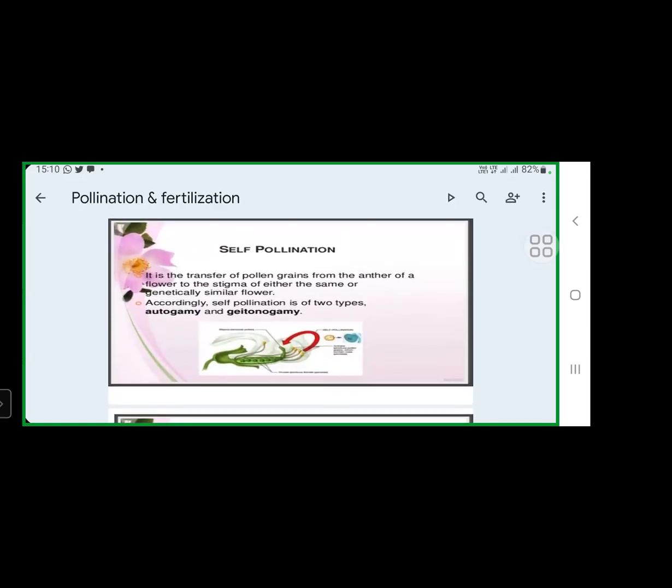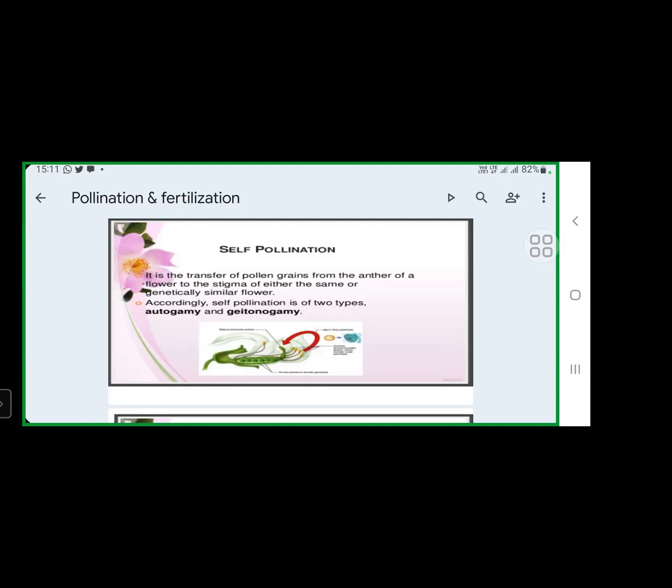What is self-pollination? Self-pollination takes place when the pollen grains are transferred from the anther to the stigma of the same flower. Self means within. It is the transfer of pollen grains from the anther of a flower to the stigma of either the same or a genetically similar flower. This process is also known as autogamy.